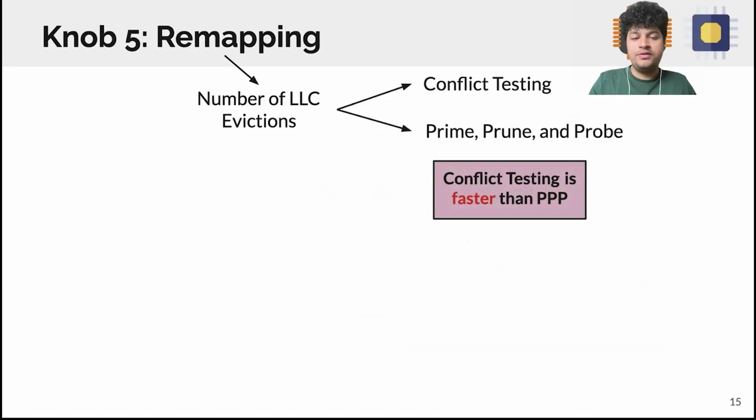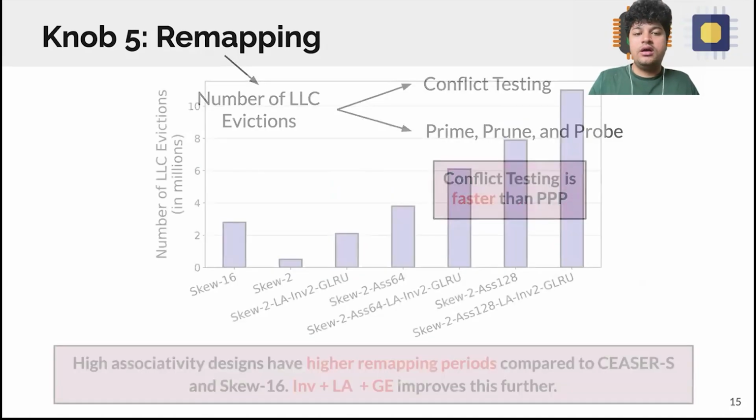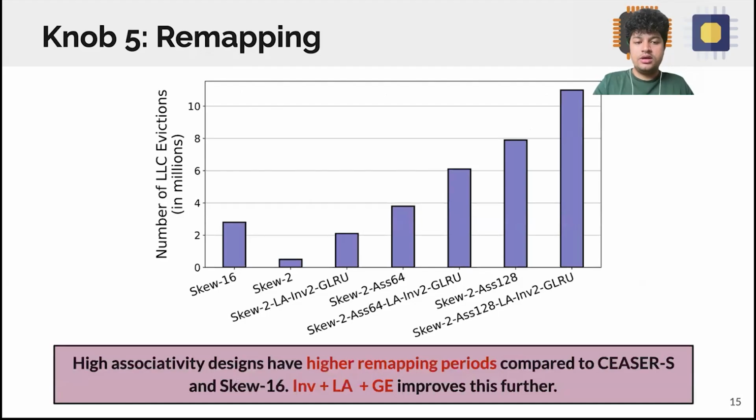You can refer to the paper for detailed results on that. And when we talk about the number of LLC evictions, the higher the number of LLC evictions, the lower the remapping period, and therefore lower is the performance implication of that. So higher is better in this case.